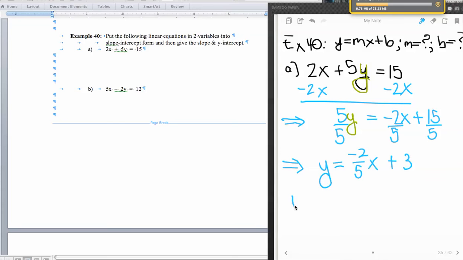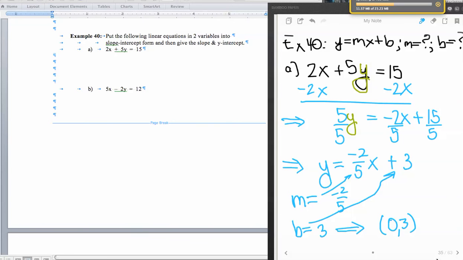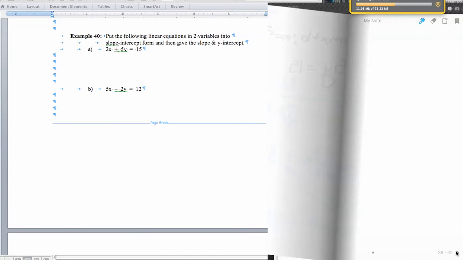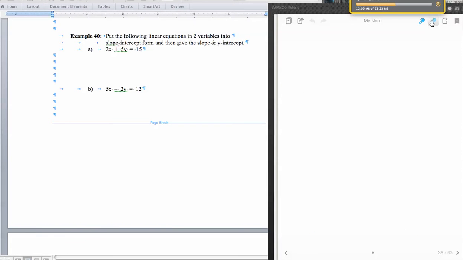Our numeric coefficient of x is our slope, so the numeric coefficient of x is negative 2/5. That's our slope. And our y-intercept is our constant, and our constant is 3, so b is 3, which remember that's an ordered pair, 0, 3. And so those are all of our answers. Now we're going to go ahead and do the next one as well. You might want to pause at this point, and you might want to try this one on your very own without my input.